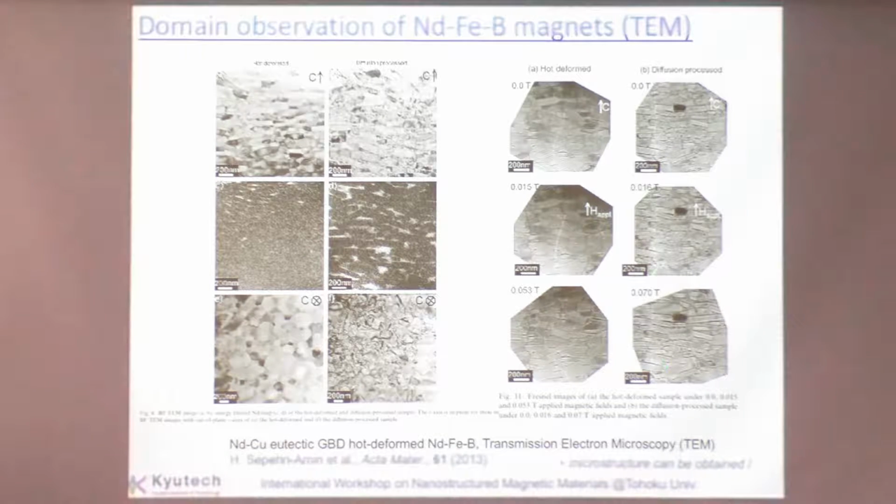The right side is the case of eutectic alloy diffusion into the magnet. In this case, wall motion hardly occurred. This technique uses the transmission electron microscope, so they can observe the microstructure and domain structure at the same observation spot. This is very useful to investigate the coercivity mechanism of this magnet.